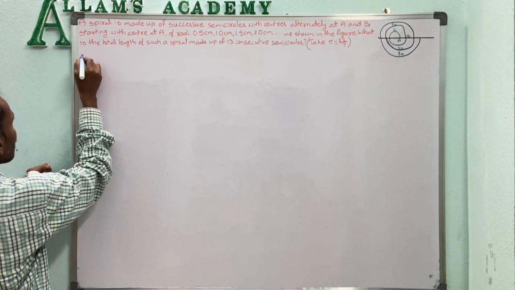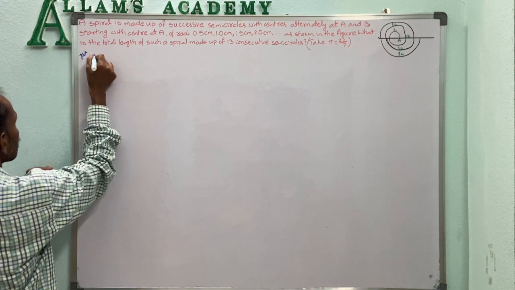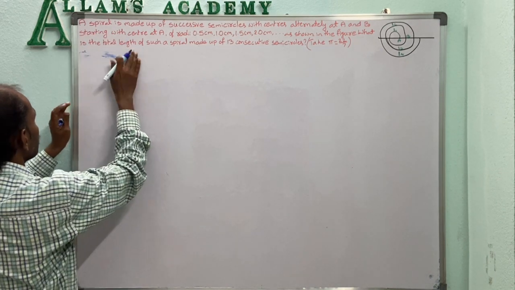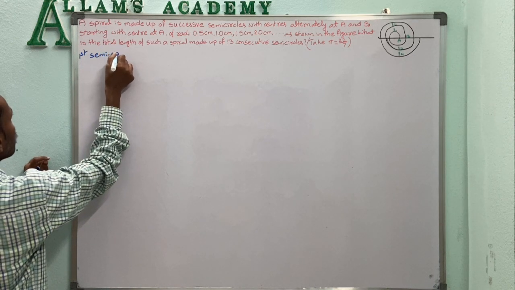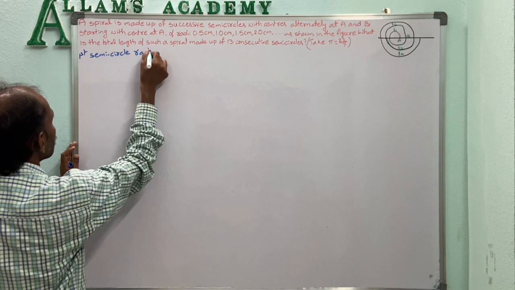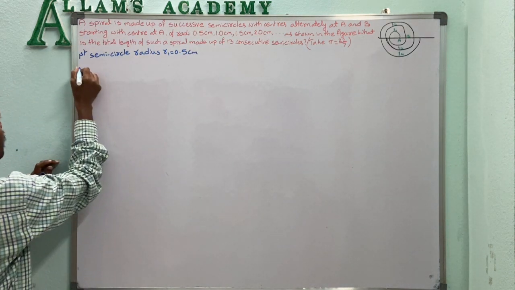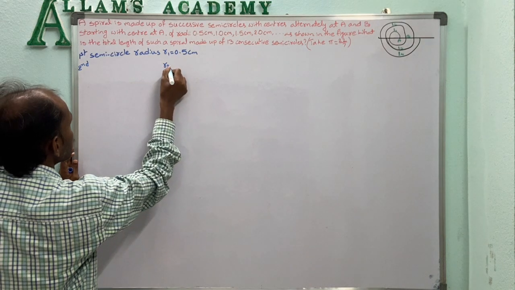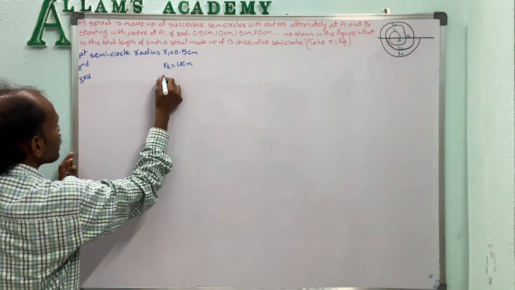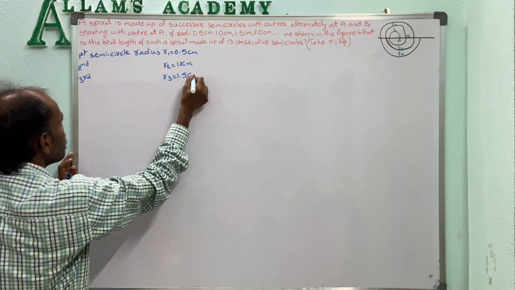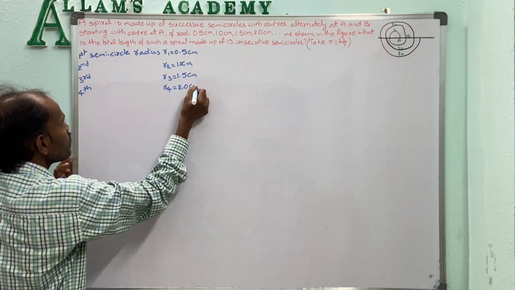By using that principle, now we solve this problem. Okay, so the radius of the first circle, that means the first semicircle, radius r1 is equal to 0.5 centimeters. Second semicircle radius r2 is equal to 1 centimeter, and third semicircle radius r3 is equal to 1.5 centimeters, and the fourth semicircle radius r4 is equal to 2 centimeters.